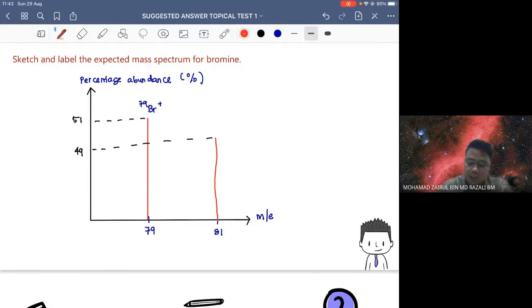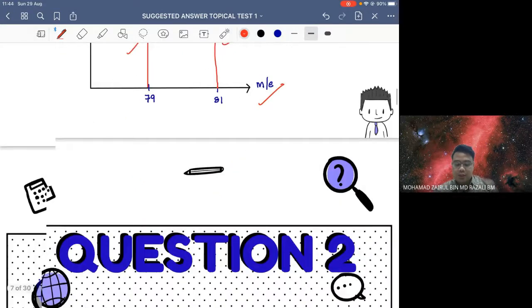Okay, so markah dia adalah awak label with unit. Axis awak dapat 1 markah. Line awak betul, dia punya ratio pun lebih kurang sama. Okay, semua betul, awak akan dapat lagi 1 markah. Okay, so we proceed to the question number 2.